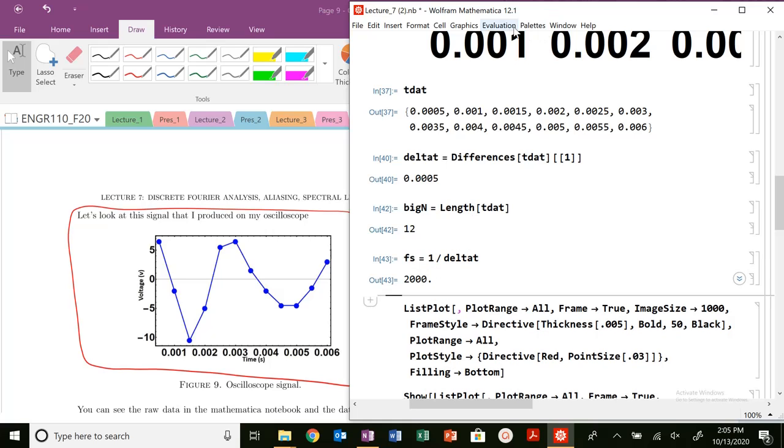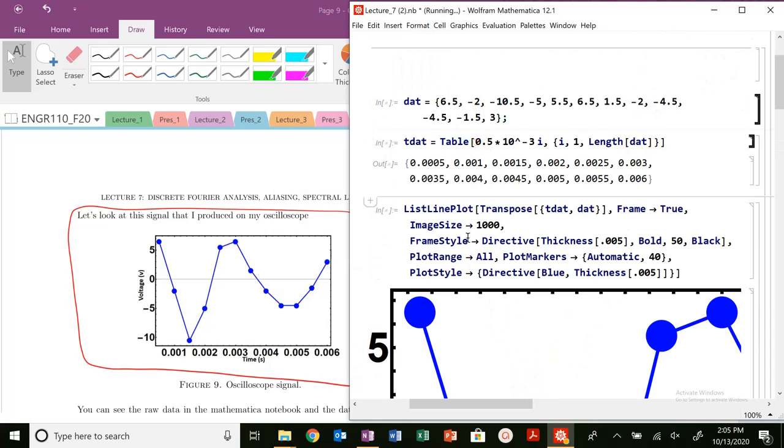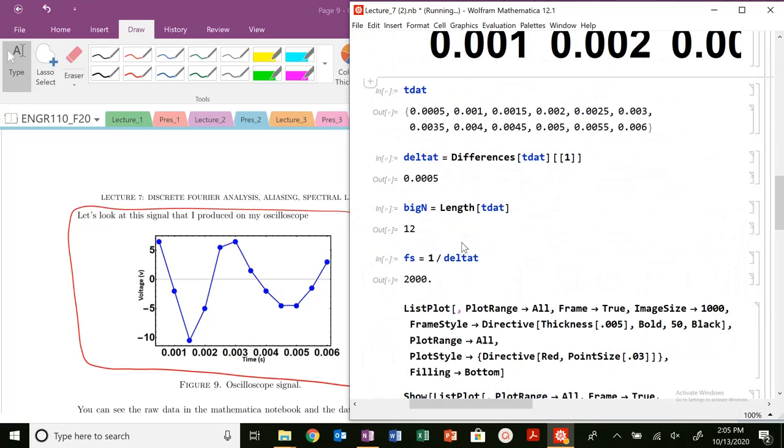And actually, I'm going to clear. I did something really bad. In Mathematica, I was just working in a previous notebook, so I need to make sure that I don't do that here. Let's pull it out and redefine everything, because I saw that delta f pop up in one of my functions. So this is my, again, t dat, delta t, big N, f sub s.